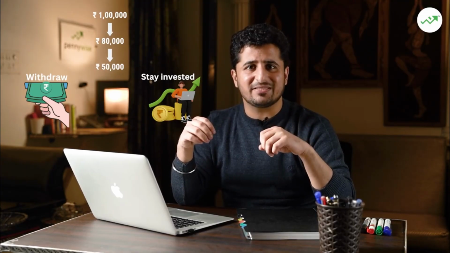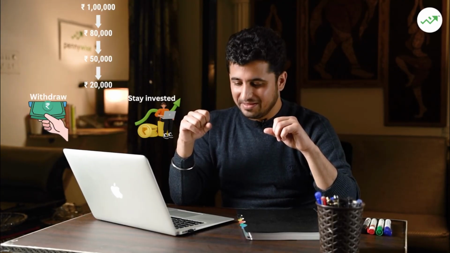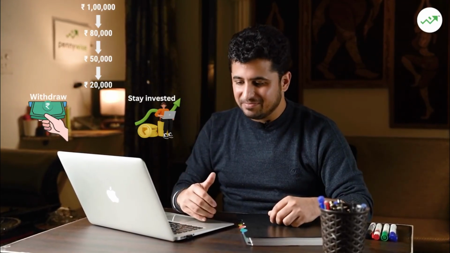We'll continue staying invested. And let's say another 2 months passed by, and another crash happened, and this 50,000 has gone down to 20,000. What are you going to do now? Are you going to withdraw this money? Are you going to continue, keep it invested? The point being, I'm sure you have different answers for different scenarios, and everyone might have a different kind of response to this.